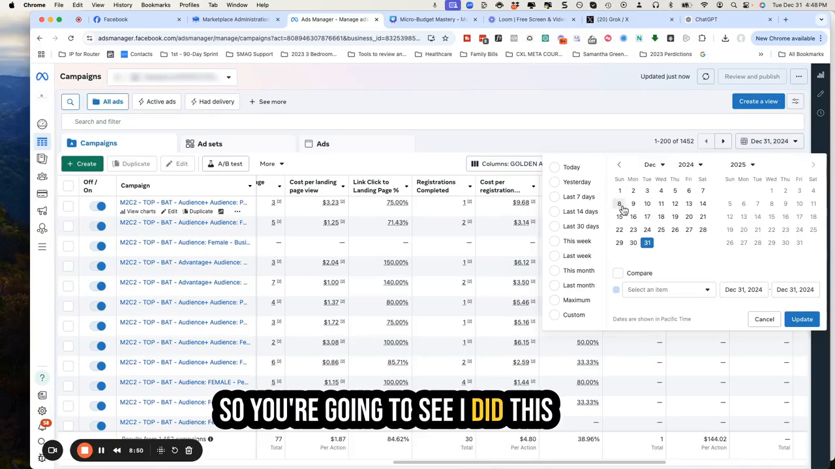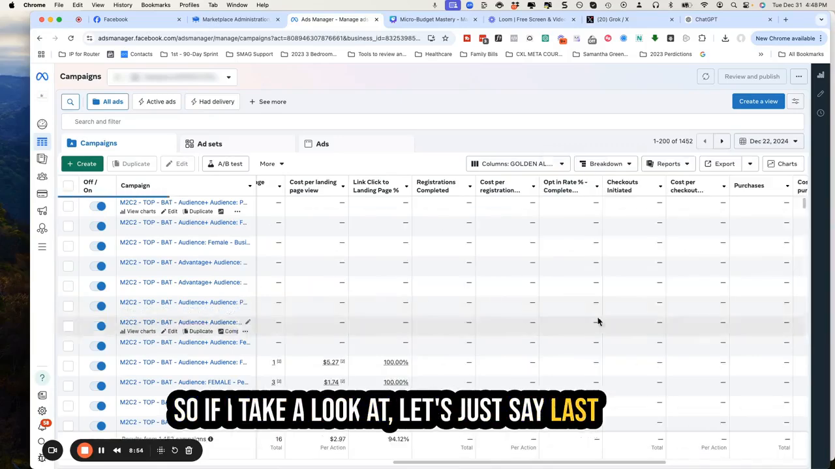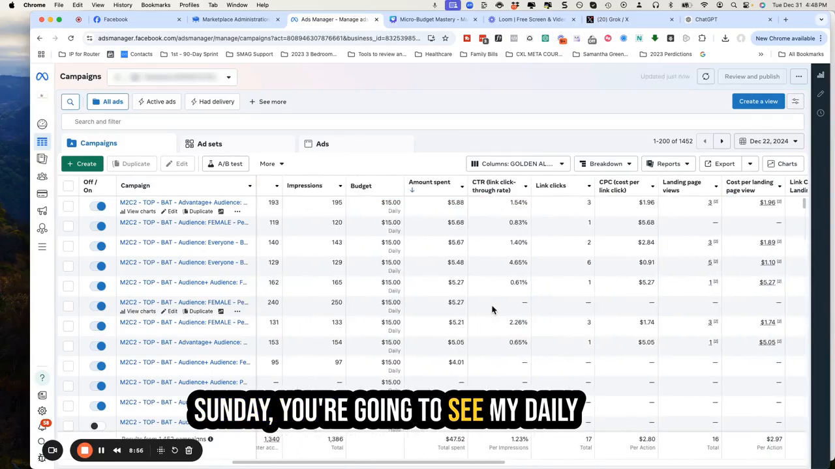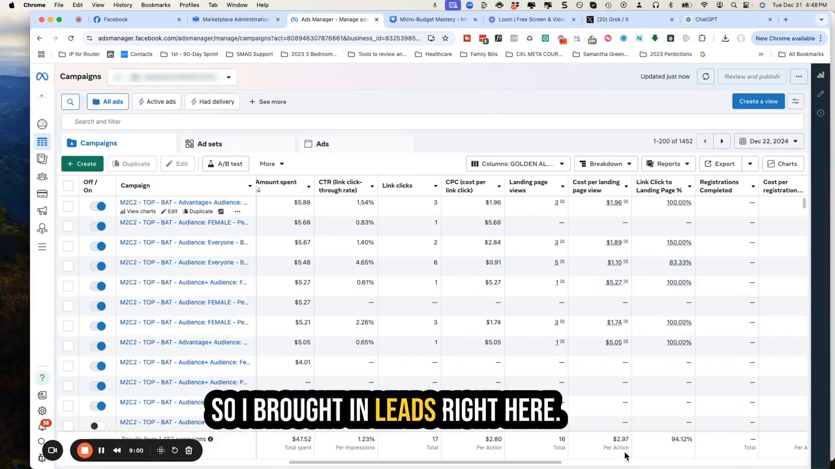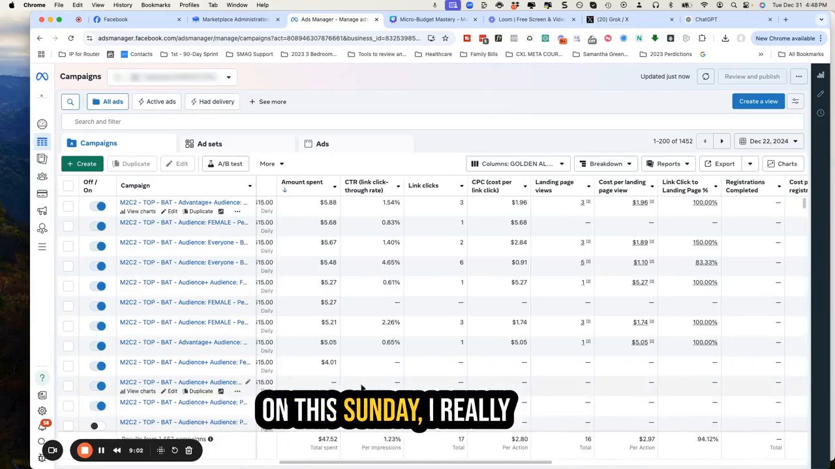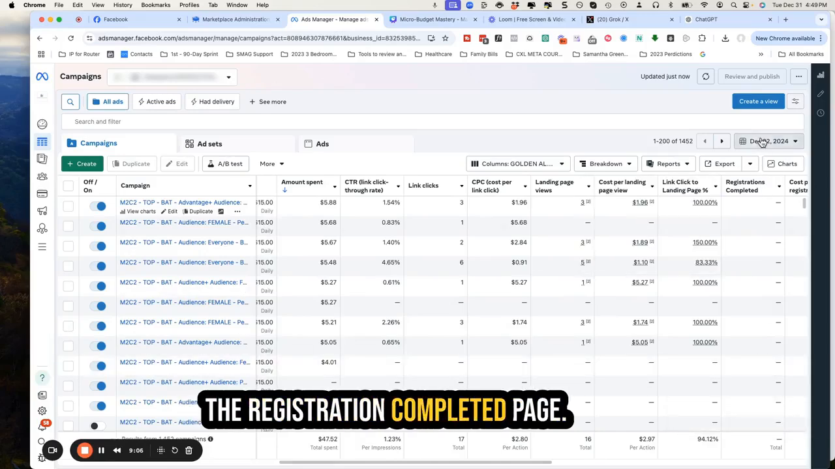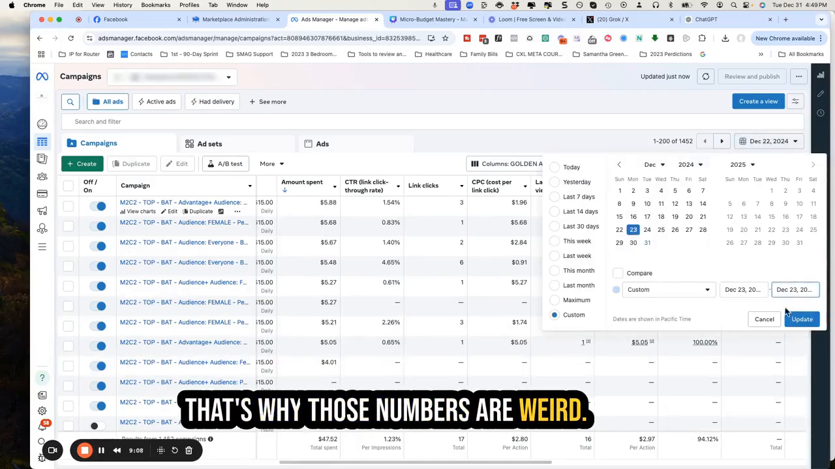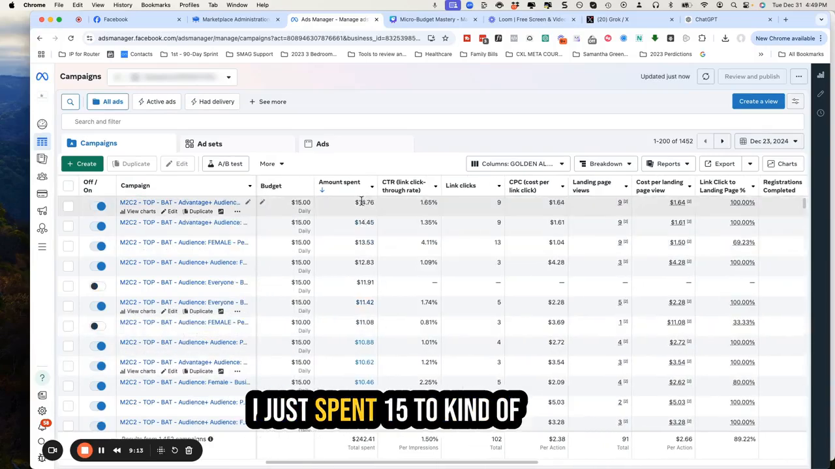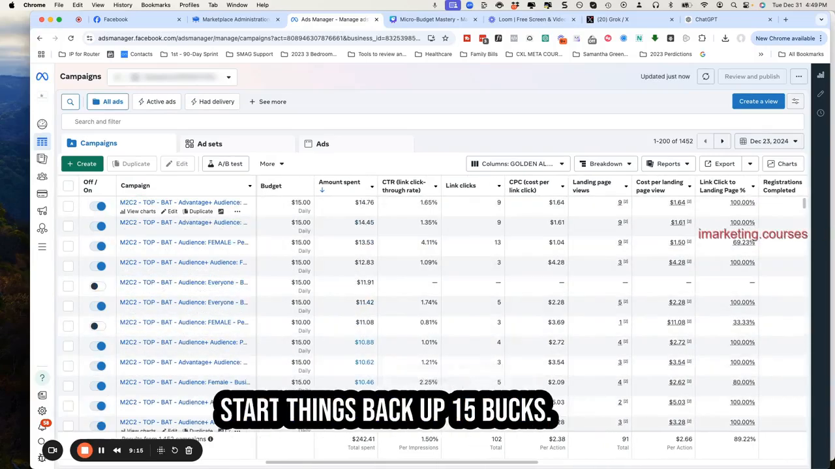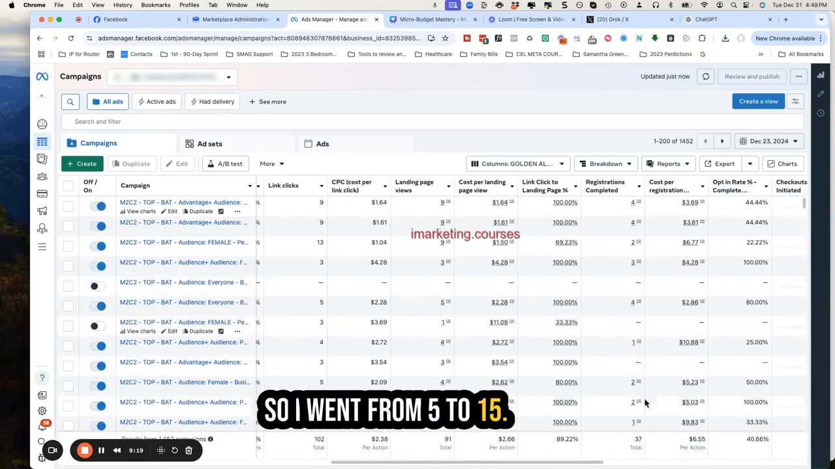So you're going to see I did this exact same thing last week. So if I take a look at, let's just say last Sunday, you're going to see my daily budgets here were about $5. So I brought in leads right here. I mean, on this Sunday, I really lowered spend right away. So there's something broken with the registration completed page. That's why those numbers are weird. I take a look at Monday. At Monday, I just spent $15 to kind of start things back up, $15. So I went from $5 to $15.